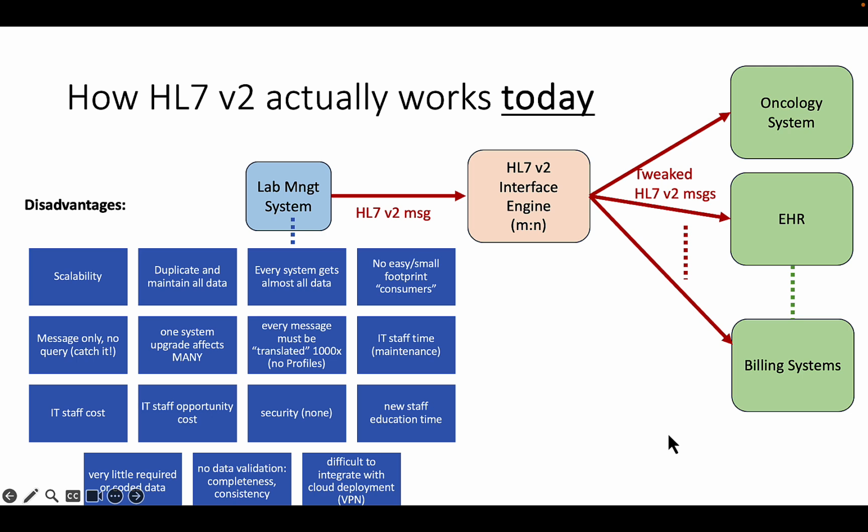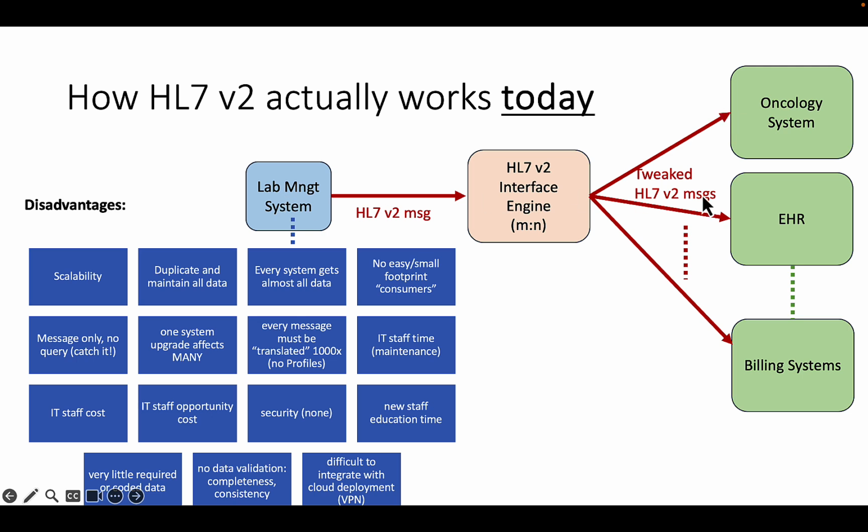When one system gets upgraded, it usually affects many systems. So if this system gets changed, it usually is going to affect all of these interface rules for these end systems out here. Every message has to be translated. So as I said, you've got to have rules, say maps from this system to this system and this system to the other system. So there's all sorts of rules that need to be created and maintained.